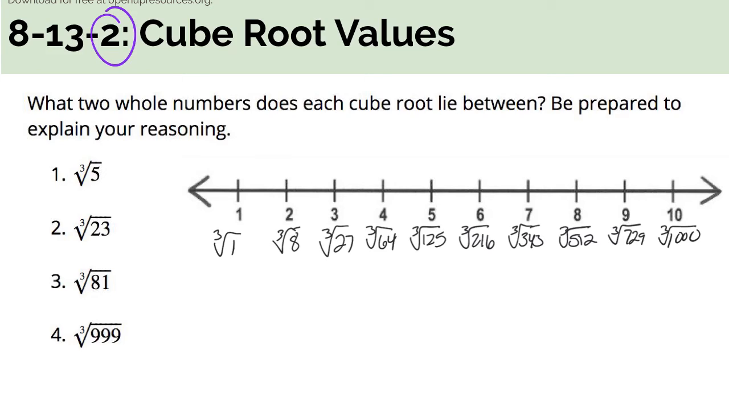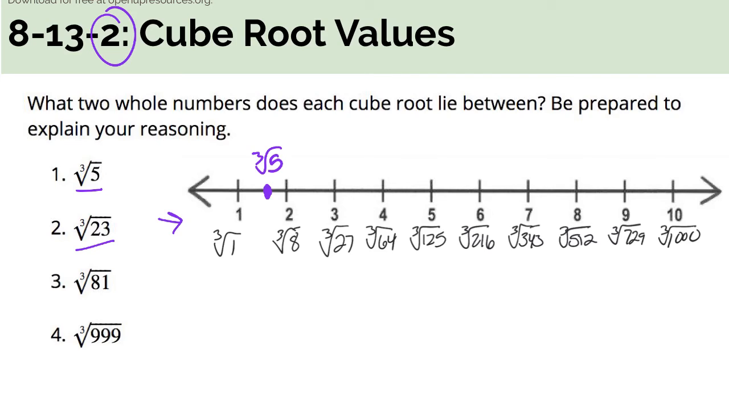Number 1, the cube root of 5. Notice I've drawn a number line here, included the perfect cubes. Please do that as well. And the cube root of 5, I can see is going to be somewhere between 1 and 2, slightly closer to 2. So there's the cube root of 5.